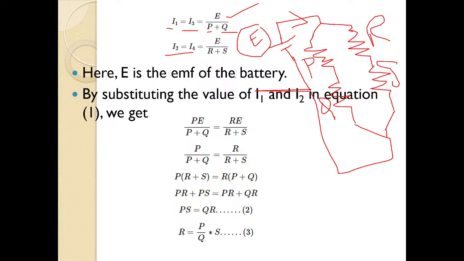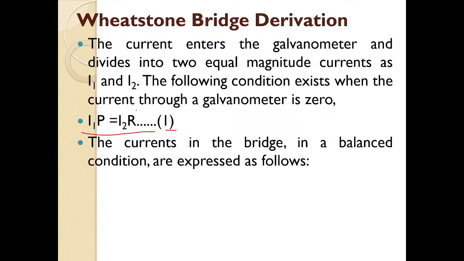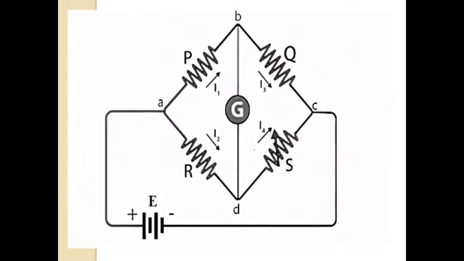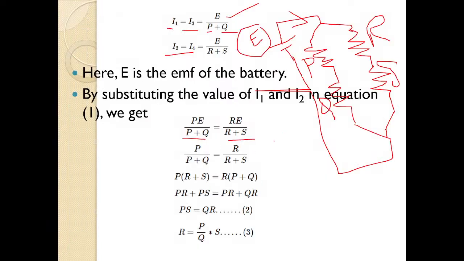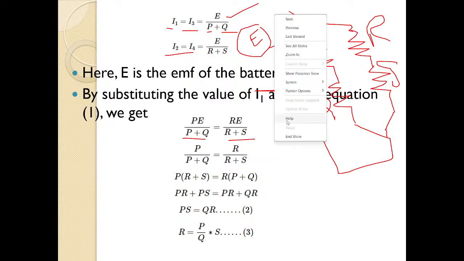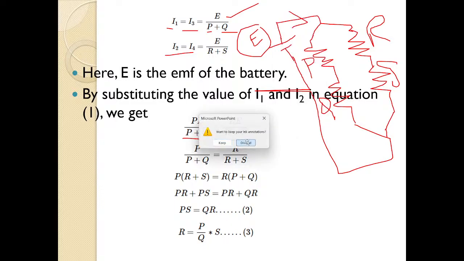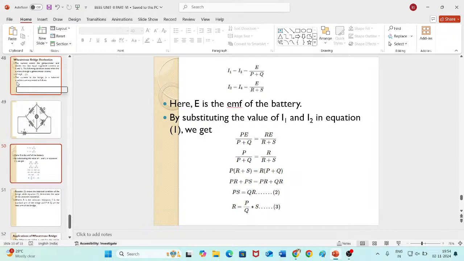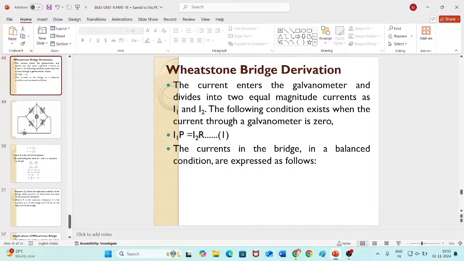Now substitute these above equations in your equation 1. What was your equation 1? Your equation 1 was this. I1P is equal to I2R. Substitute in this equation. Okay, so what I can do is, I will just copy this from here.